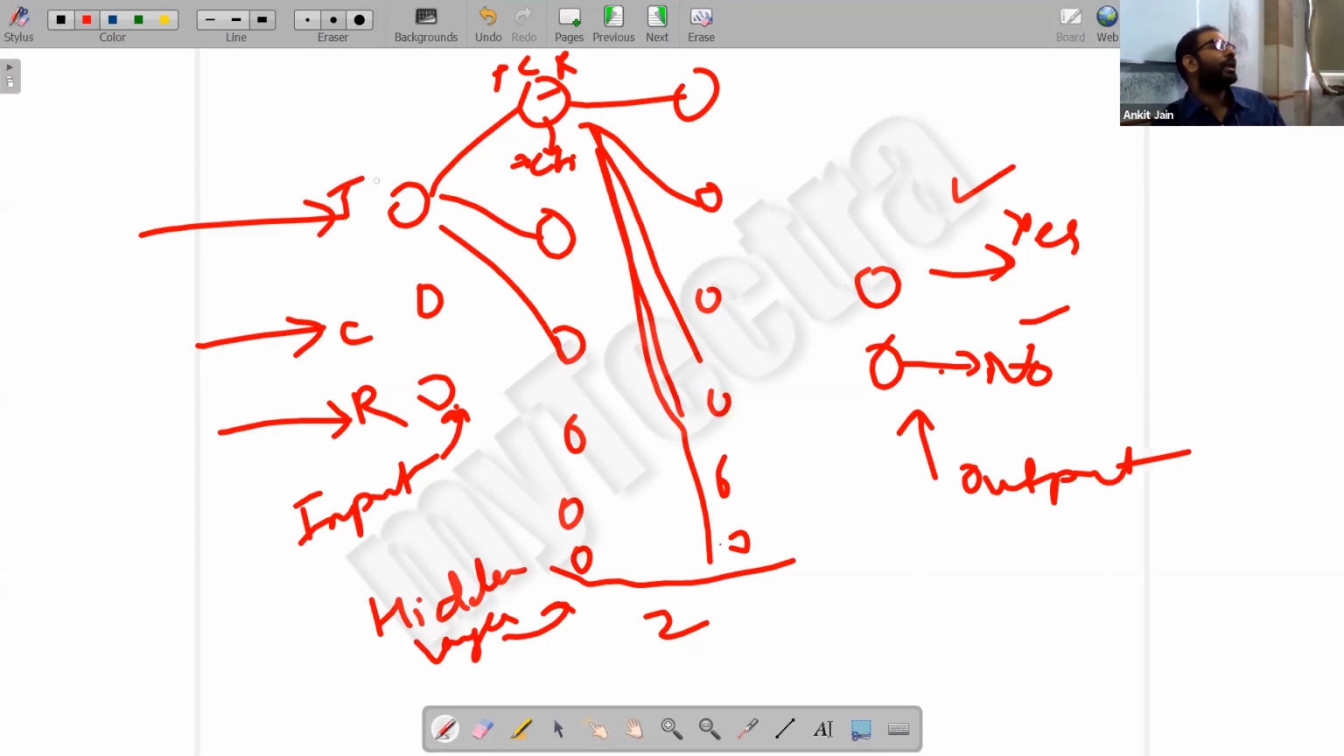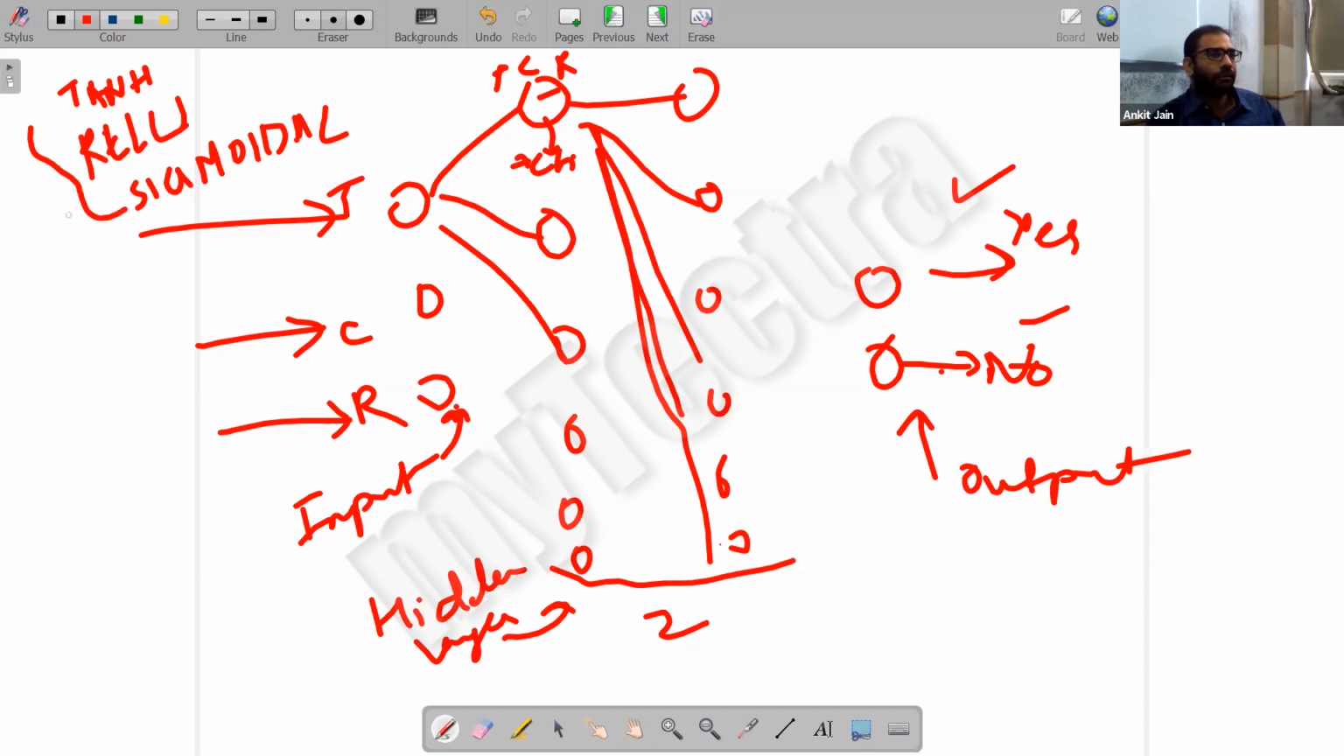Okay. And what are activation functions? Activation functions are of different types. So maybe I will list it down to you. ReLU, sigmoidal, then tanh. These 3 are major ones.